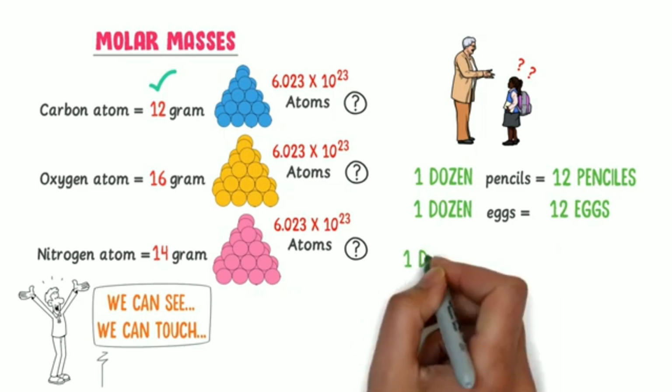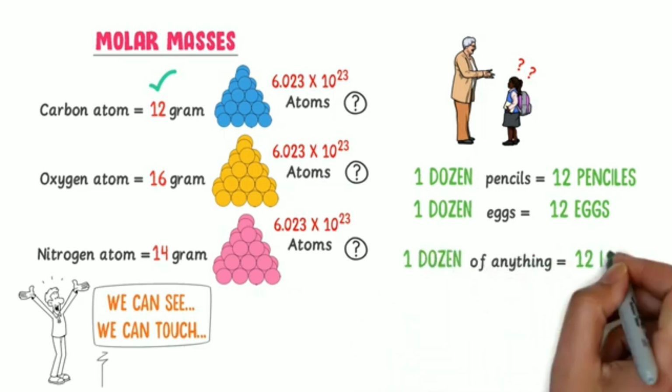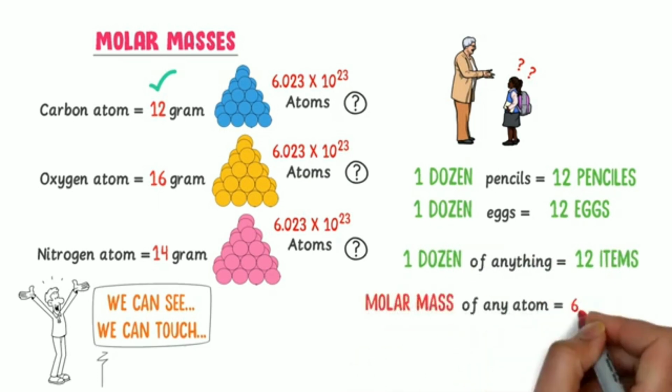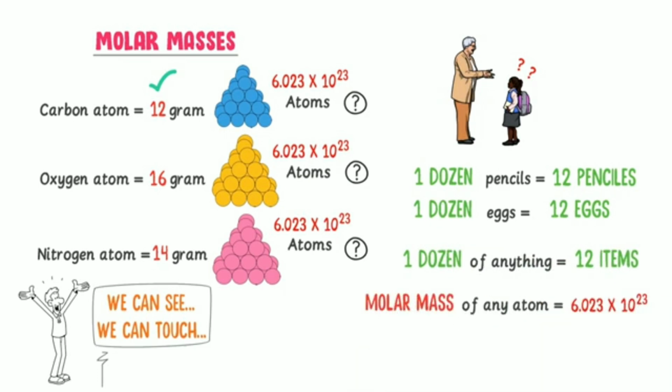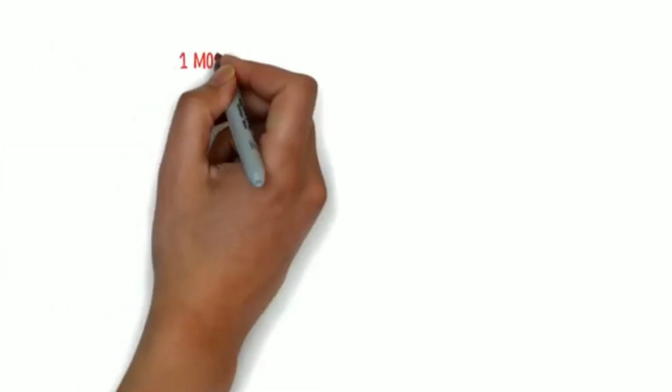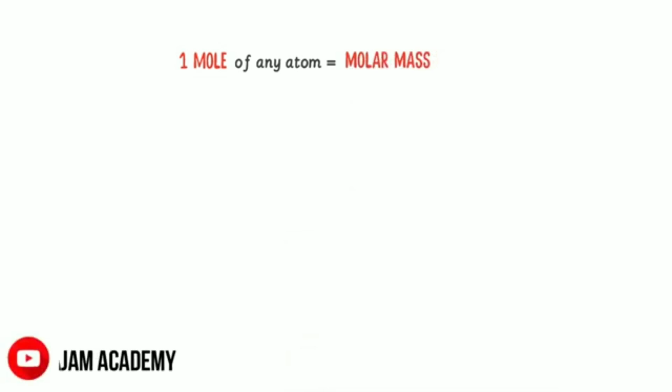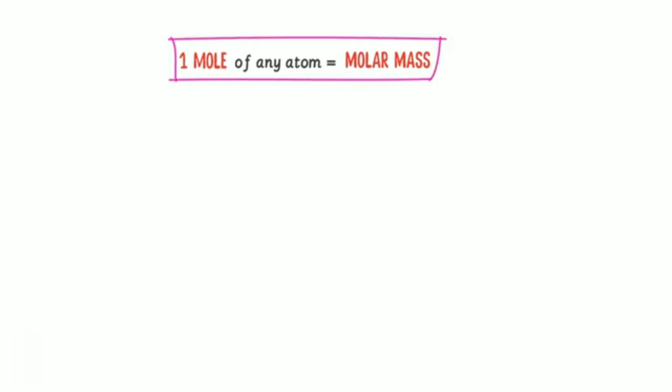So we can write that 1 dozen of anything is equal to 12 items. Similarly, the molar mass of any atom is equal to 6.023 × 10^23 atoms. Just like 12, 6.023 × 10^23 is a simple number, which is commonly known as Avogadro's number. Now listen carefully. 1 mole of any atom is equal to its molar mass. Let me repeat this important statement. 1 mole of any atom is equal to its molar mass.